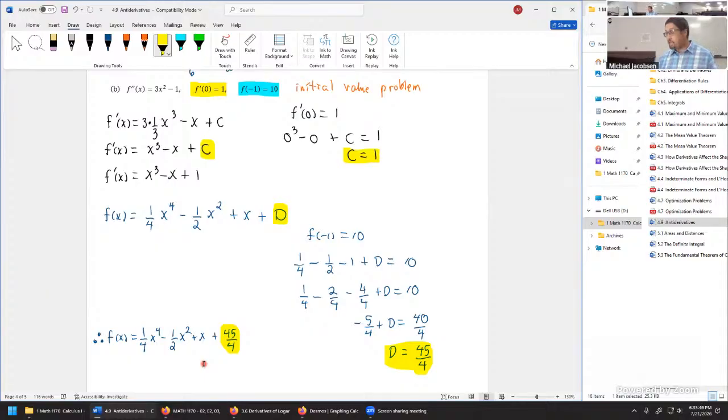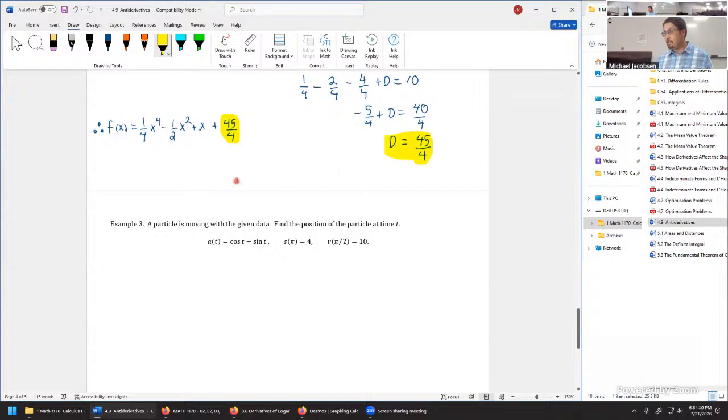Before we take a look into the last problem on these notes, any last questions or comments at all with these antiderivatives? Okay, well, here's the last problem for section 4.9.